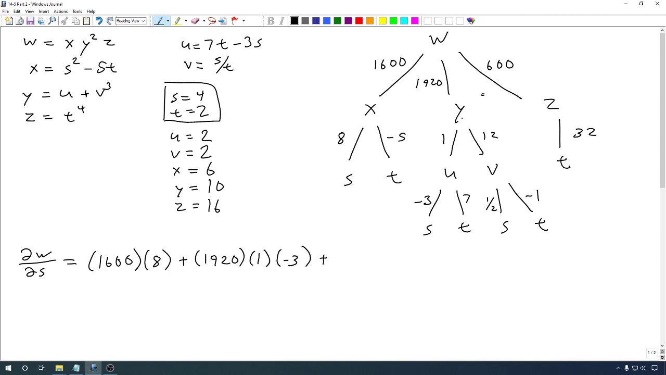And then our next route, we still go through the 1920, but this time we go through the 12 and then the 1/2. And that covers all 3 S's that are down at the bottom.